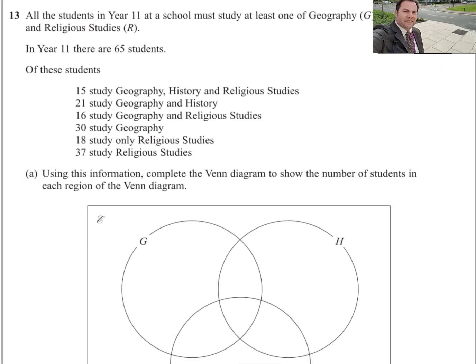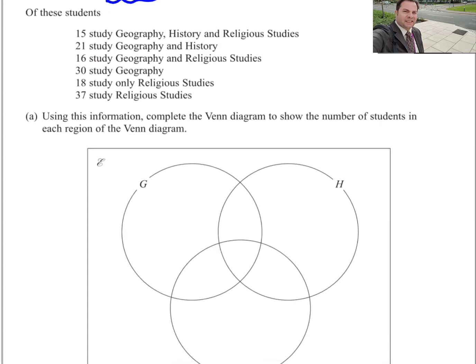Question number 13. All the students in year 11 at school must study at least one of geography G, history H, and religious studies R. In year 11 there are 65 students. This is the important point, 65 students, this is the total. Of these students, 15 study geography and history and religious. So the total here is 15. 15 study all of them.